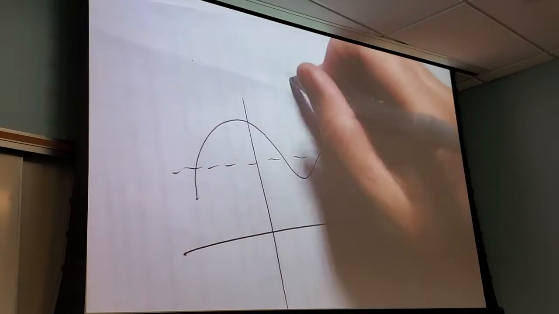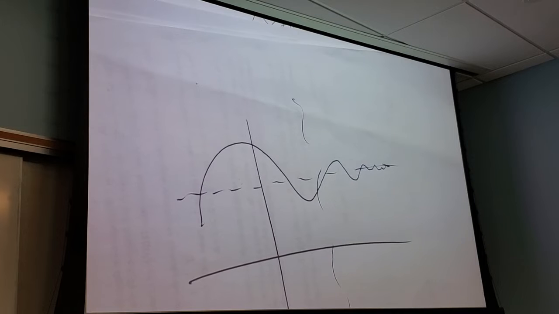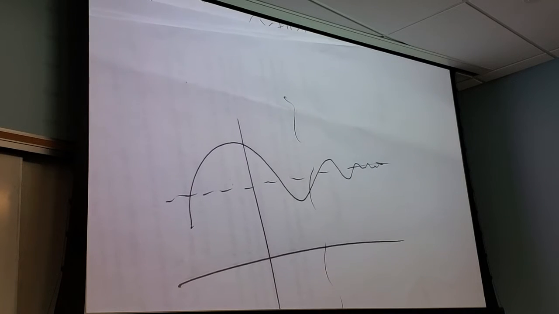Why is it different from a vertical asymptote? Because a vertical asymptote is an x value I cannot use. A horizontal asymptote is just, what does it do as it gets big? It's fine.